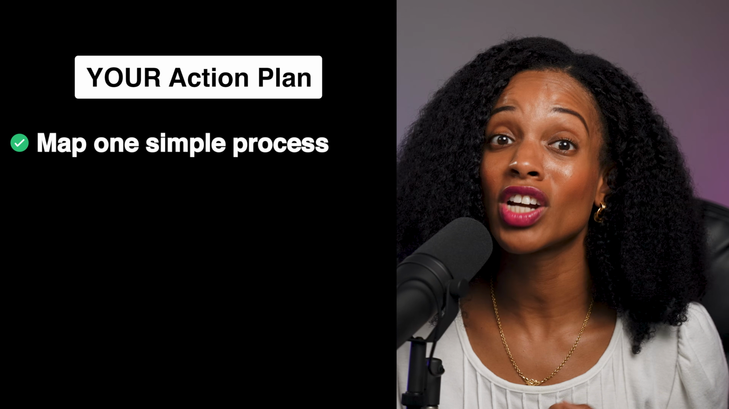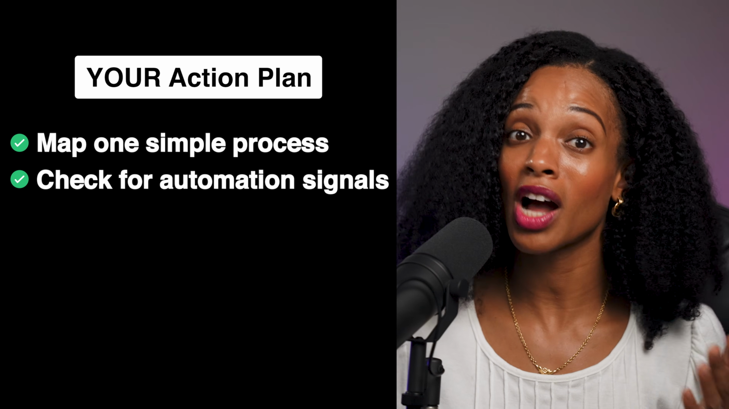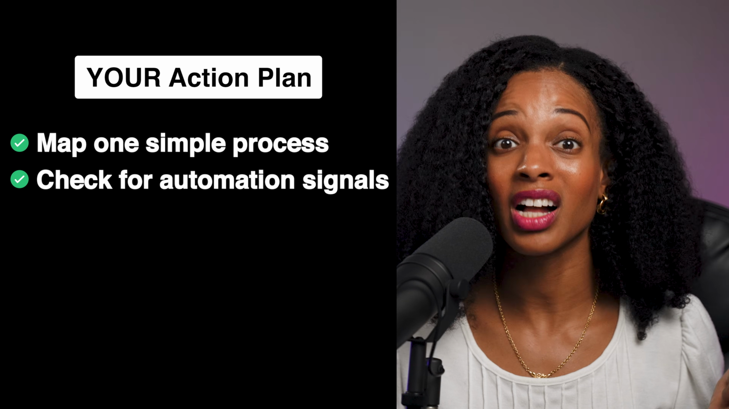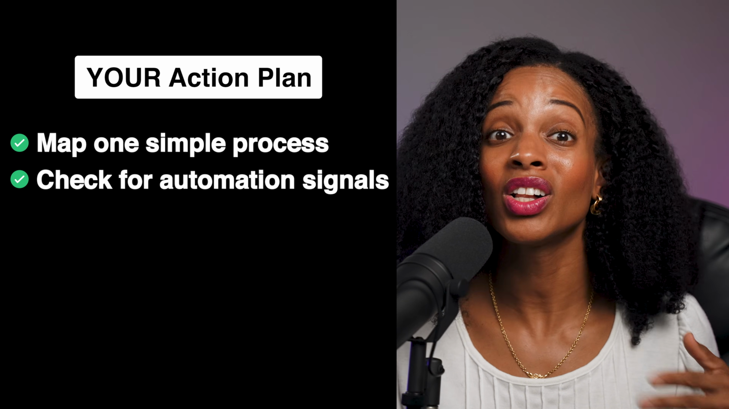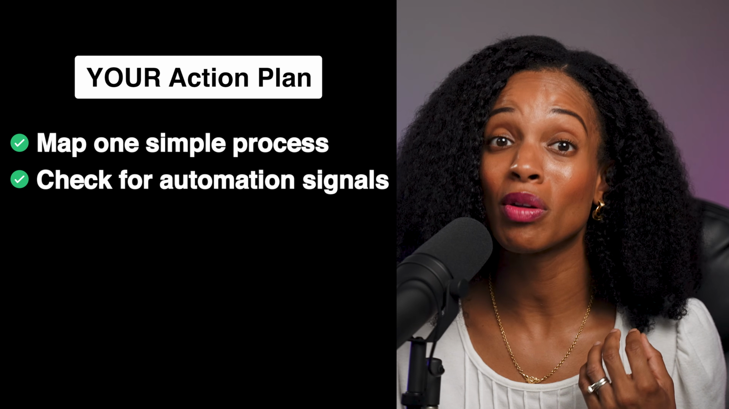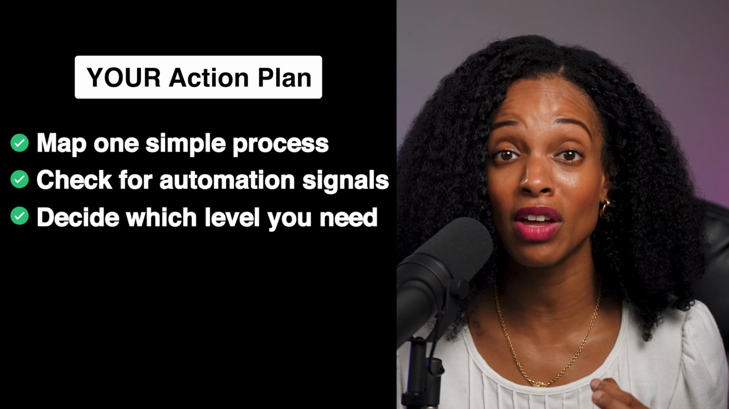The next step is to check for automation signals. Do you have a couple of those signals? Repetitive tasks, predictable outcomes, a clear starting and end point, a clear understanding of the task that you need to get done. After you figure out whether you have automation signals, then decide which level you need.